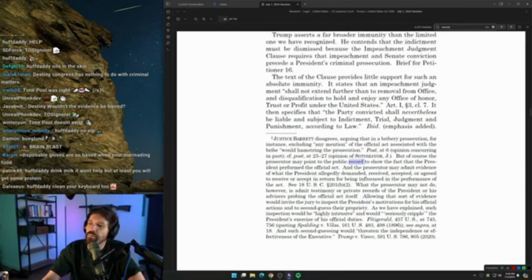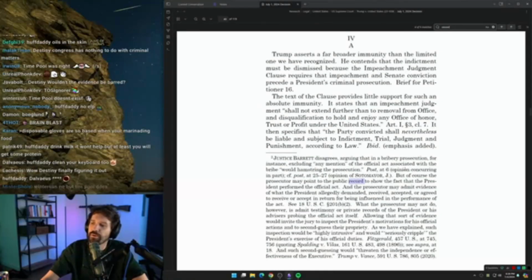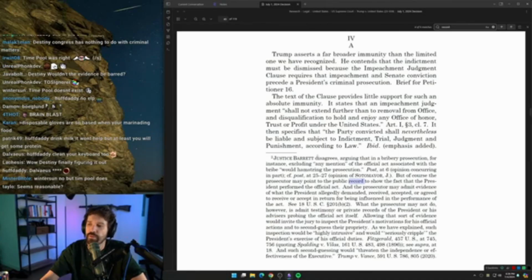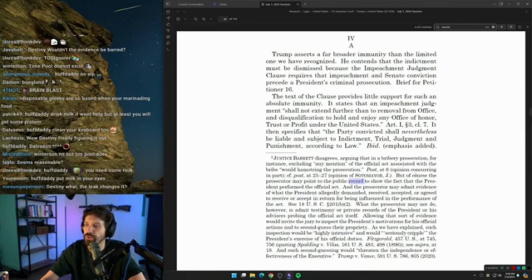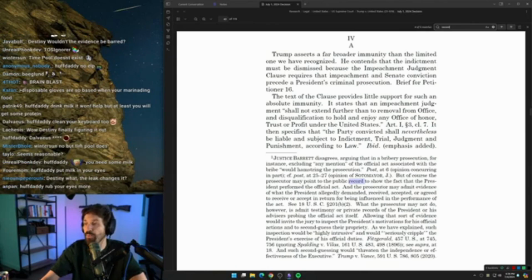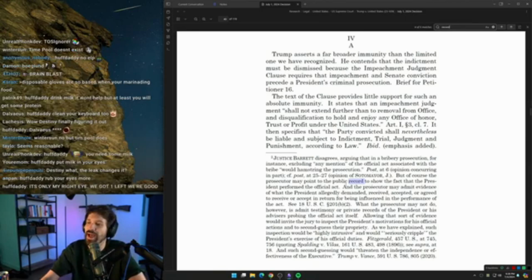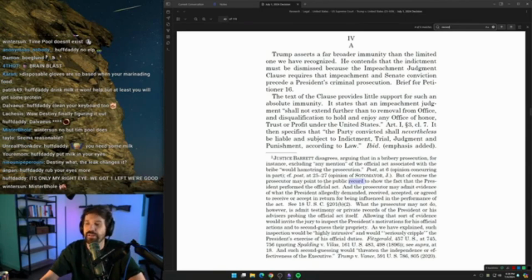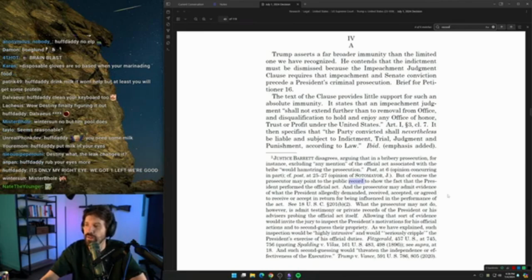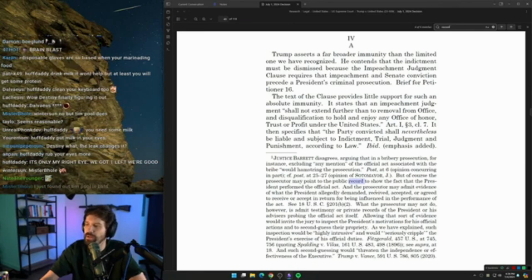One of the things that Roberts says in his decision when he's talking about Barrett is, Justice Barrett disagrees, arguing that in a bribery prosecution, for instance, excluding any mention of the official act associated with the bribe would hamstring the prosecution. But, of course, the prosecutor may point to the public record to show that the president performed the official act. And the prosecutor may admit evidence of what the president allegedly demanded, received, accepted, or agreed to receive or accept in return for being influenced in the performance of the act. What the prosecutor may not do, however, is admit testimony or private records of the president or his advisors probing the official act itself.